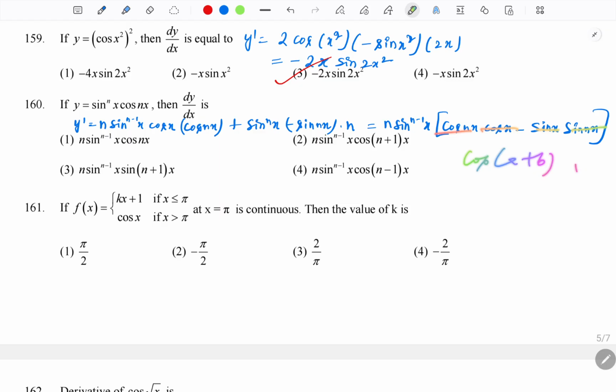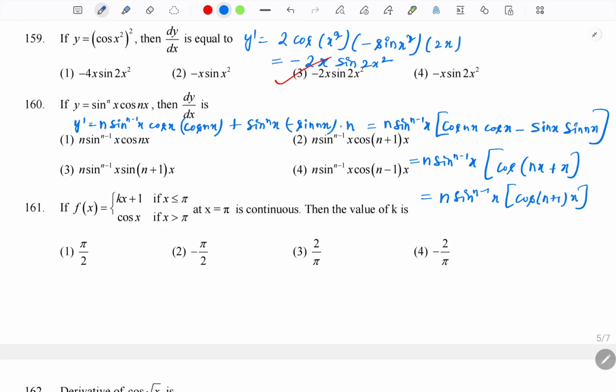Write down that one. That equals n sin power n minus 1 x cos of a plus b, that is, nx in place of a and x in place of b, right? We are getting this one. What is your observation? Both terms contain common x. Take it out, then n times sin power n minus 1 x. If I take x outside also, it is n plus 1 times x. So which option is suitable? n sin power n minus 1 x cos of n plus 1 x. So which one is perfect? Option 2, right? Next, it's a continuous function.